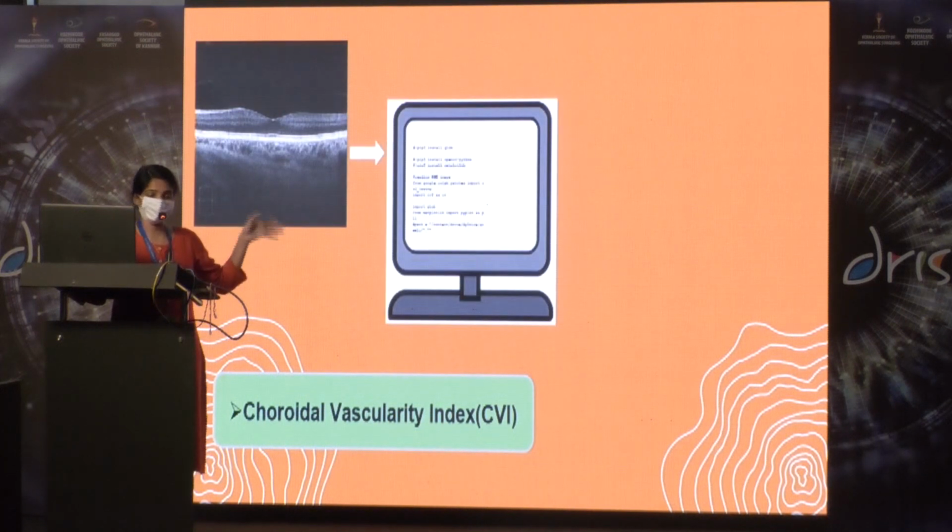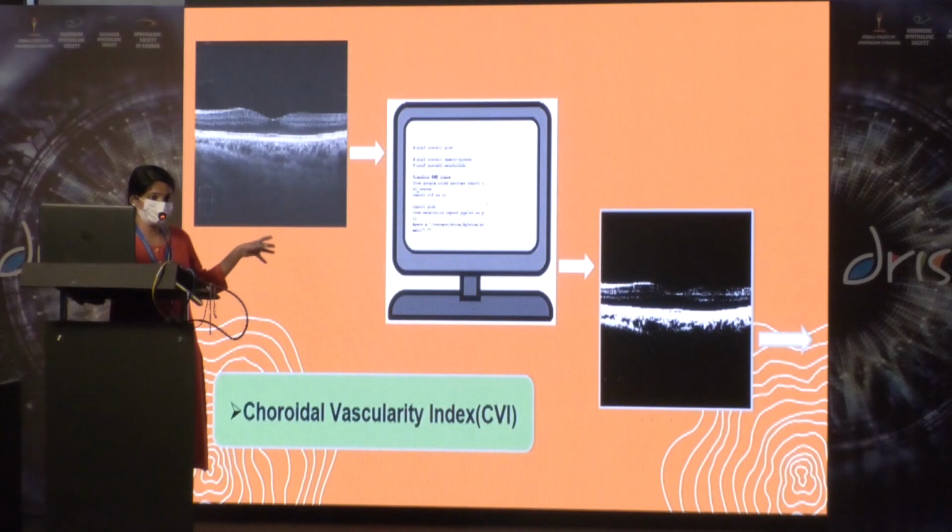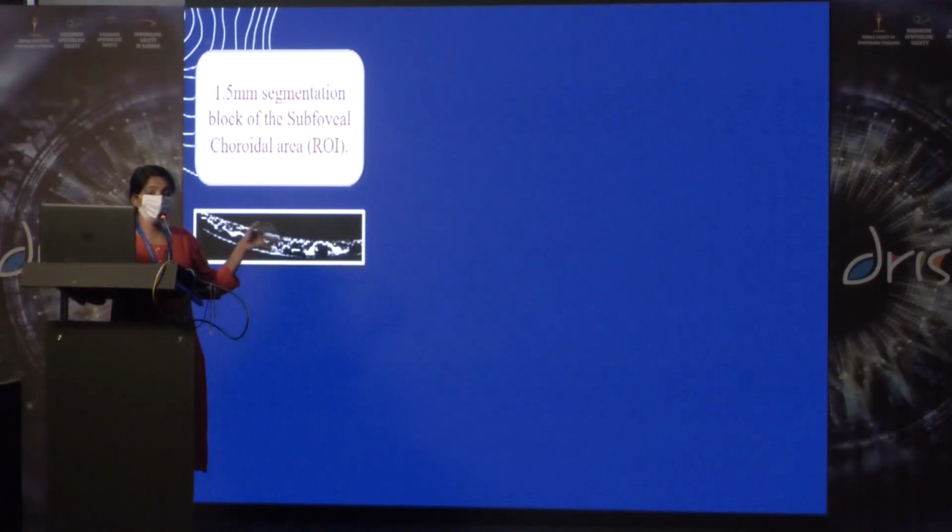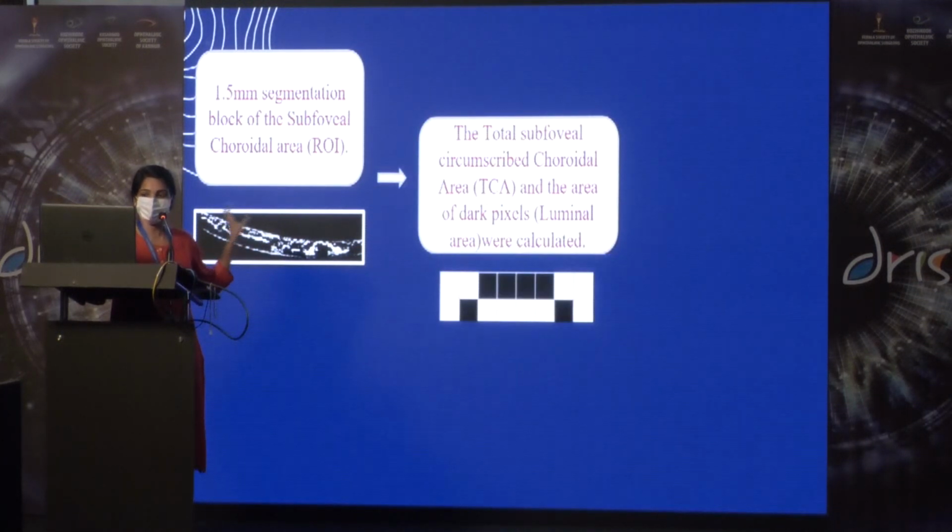To calculate the choroidal vascularity index, we created an algorithm for image binarization, and from a grayscale OCT image, after image binarization, we got a binarized OCT image. A 1.5 millimeter segmentation block of the subfoveal choroidal area was selected as the region of interest, and the total subfoveal circumscribed choroidal area was calculated as the total number of dark pixels as well as light pixels, and the total luminal area was calculated as the total number of dark pixels.